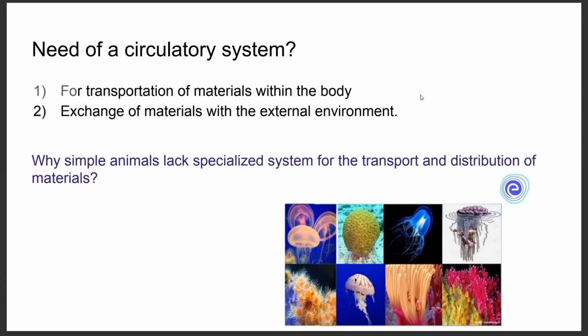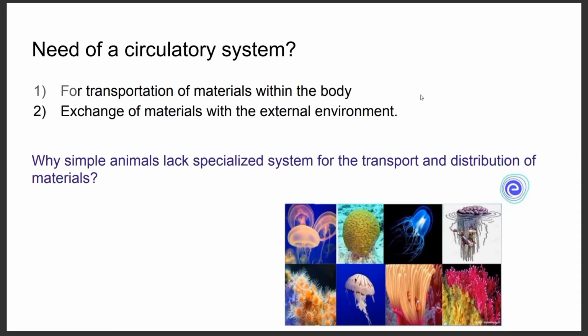Then what are the substances that are transported within the body? First, respiratory gases, like oxygen and carbon dioxide. Then nutrients. In the digestive system, you learned that in the small intestine, whatever nutrients we eat are absorbed into our bloodstream. Nutrients like glucose, amino acids, fatty acids, vitamins. Then waste products of metabolism, like urea and ammonia. And after that, hormones and antibodies. So respiratory gases, nutrients, waste products of metabolism, hormones and antibodies are the substances transported within the body.